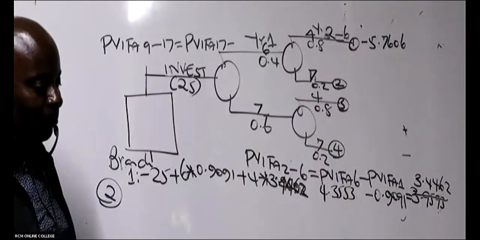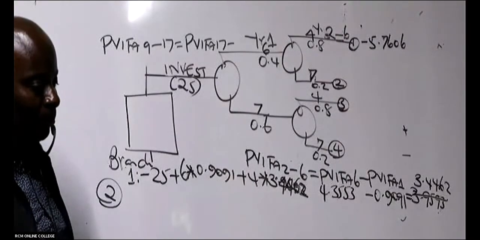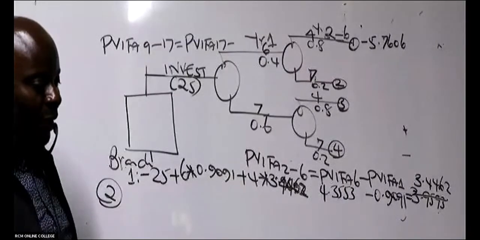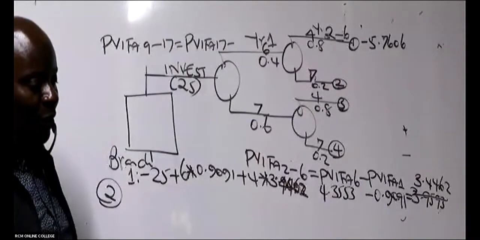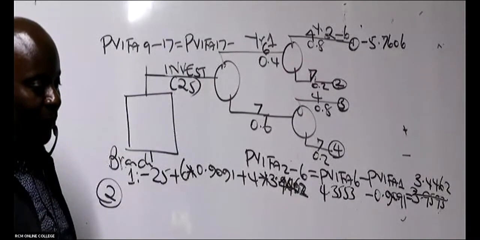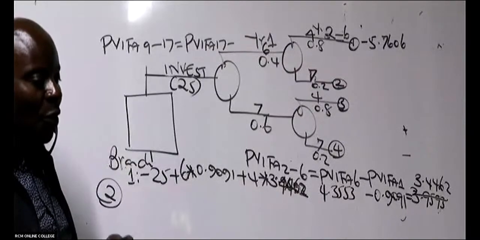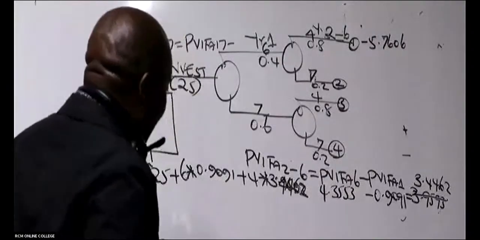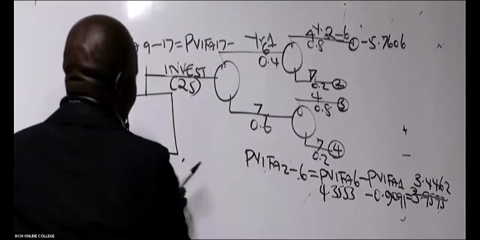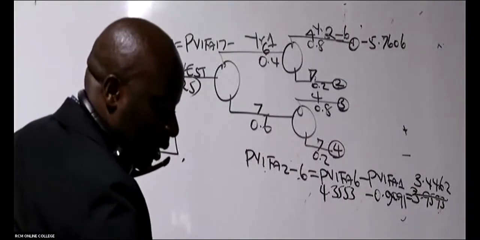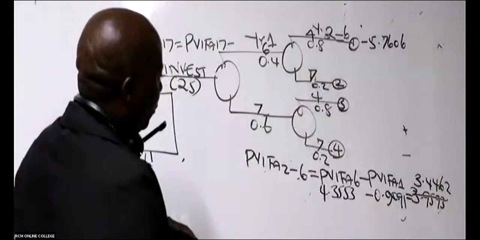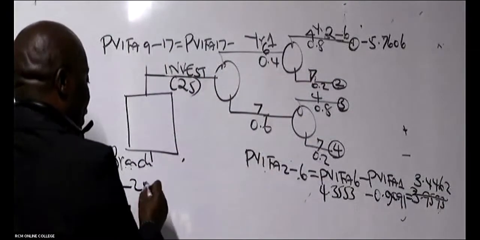What do we have there? Just try branch 2. According to Margaret, she's gotten 4.578. Let's do it together. Let's do branch 2 together. You pick the cash flows as you go. The investment today will never be discounted. That's minus 25.